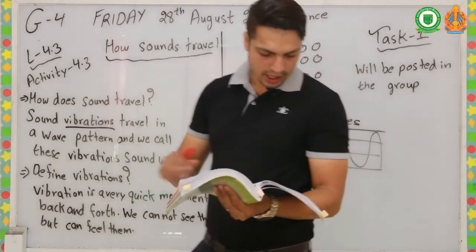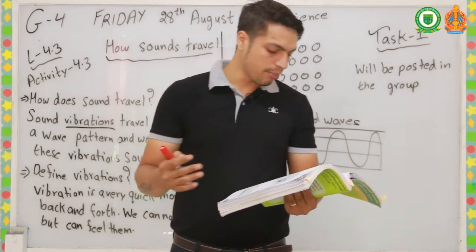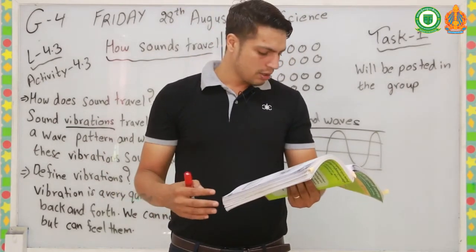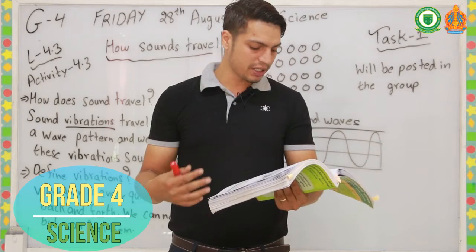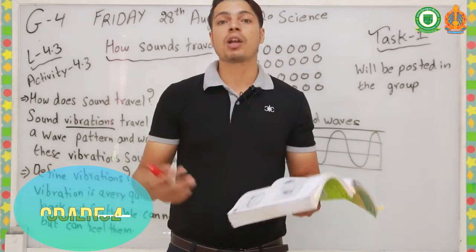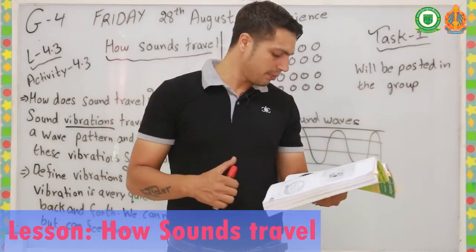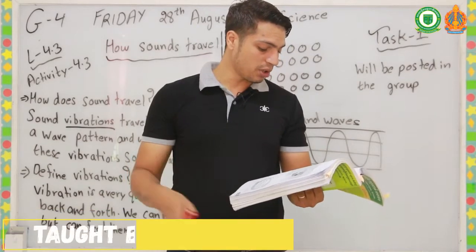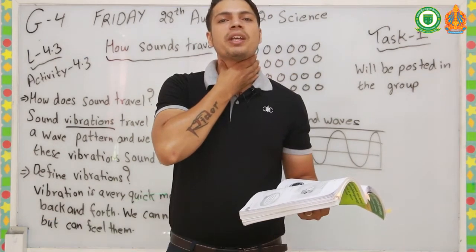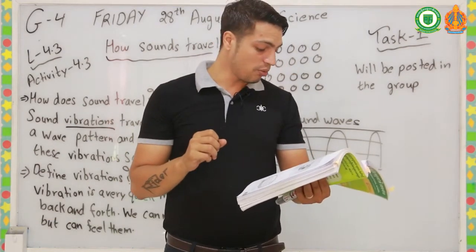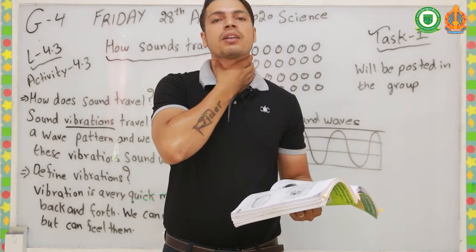I will read next. Vibrations cause sounds. As I explained earlier, sounds are made when things vibrate. A vibration is a very quick movement back and forth. You often cannot see vibrations, but you can feel them. Vibrations occur when things have movement. Hold your hand in the middle of your throat and hum a tune. When you speak, you will feel vibrations and hear the sound.